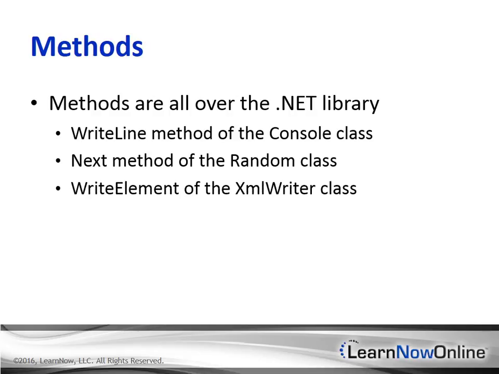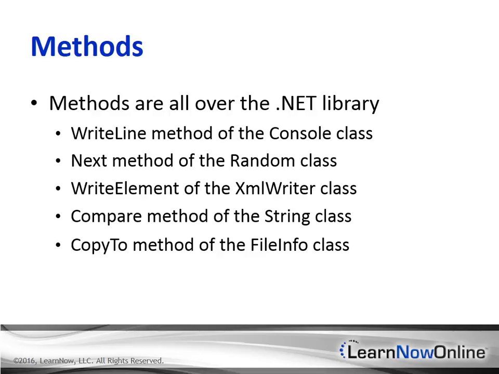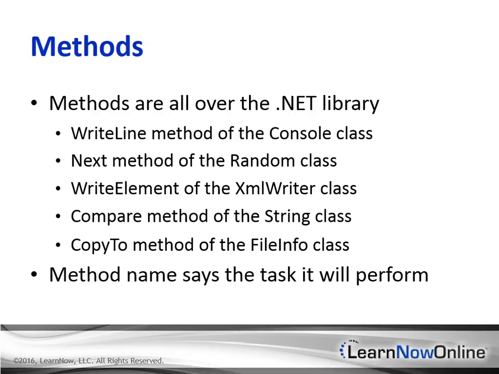The WriteElement method of the XmlWriter class writes an element to an XML file. The Compare method of the String class compares two strings. And the CopyTo method of the FileInfo class copies a file. Now each of these methods has a task to perform. Notice also that the name of the method explains the task that it's going to perform. Specifically, the name is an active verb followed by a noun. And that's a pattern that you should follow when you're defining your own classes.